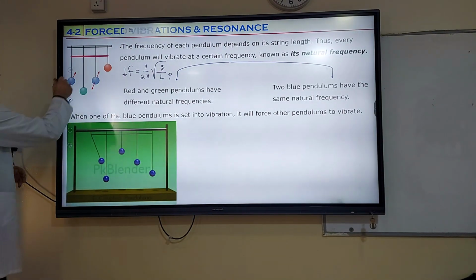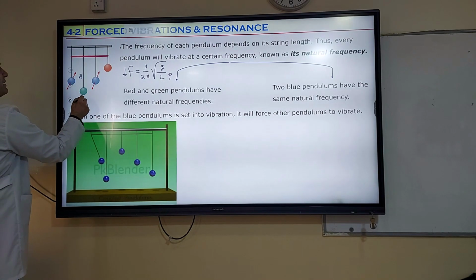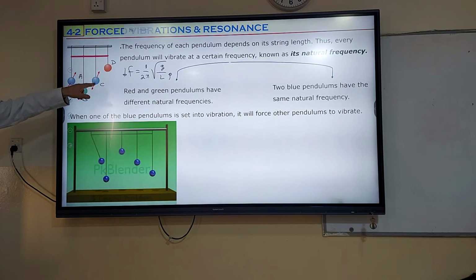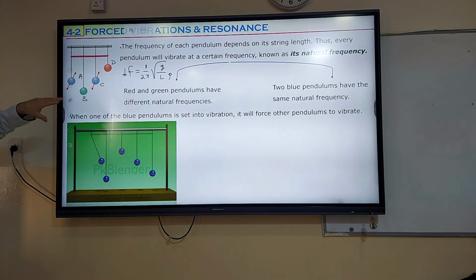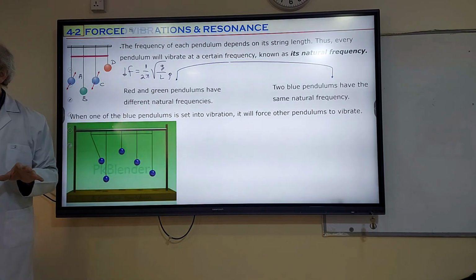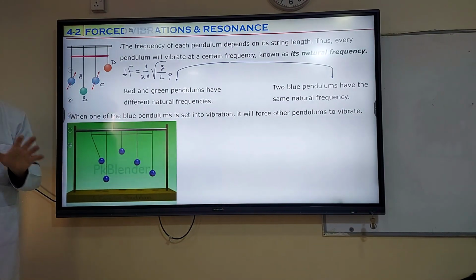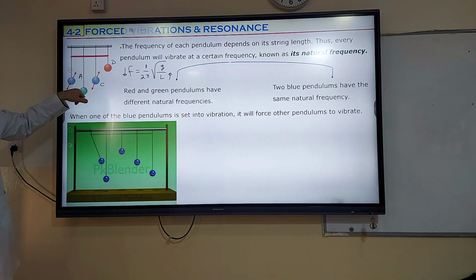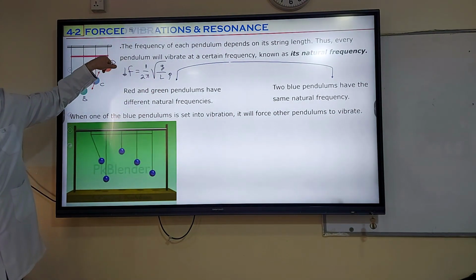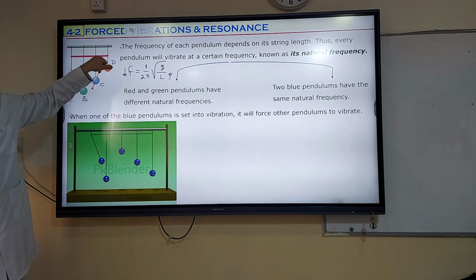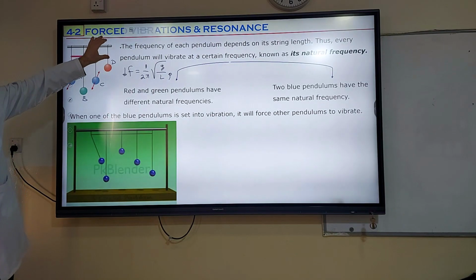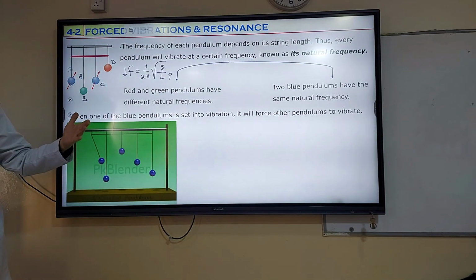So I'm going to label the pendulums A, B, C, and D. A and C are the same in length, so they have the same frequency of vibration. When you swing them, they will start vibrating with the same frequency. But B is longest. Longest means smallest vibrational frequency. It will vibrate slowly. But D, the shortest pendulum, will vibrate the fastest.